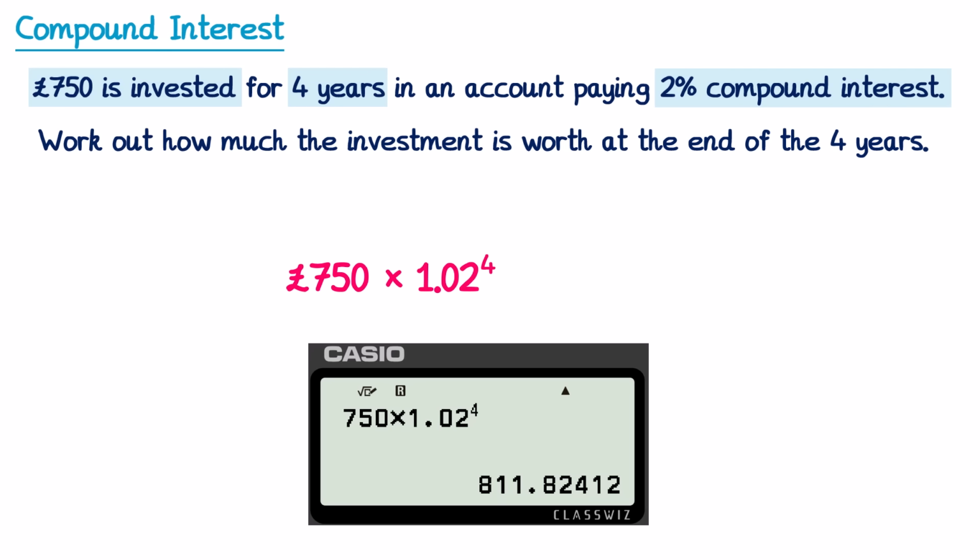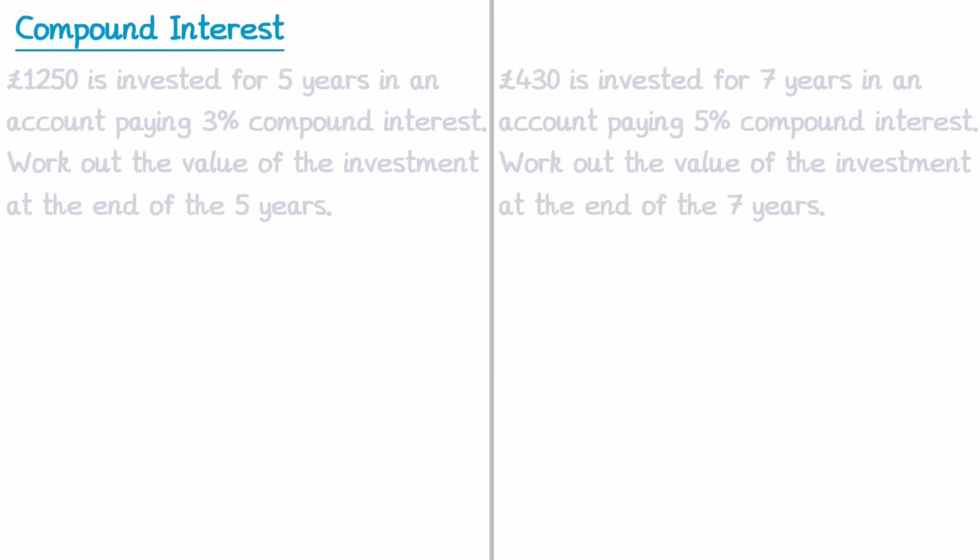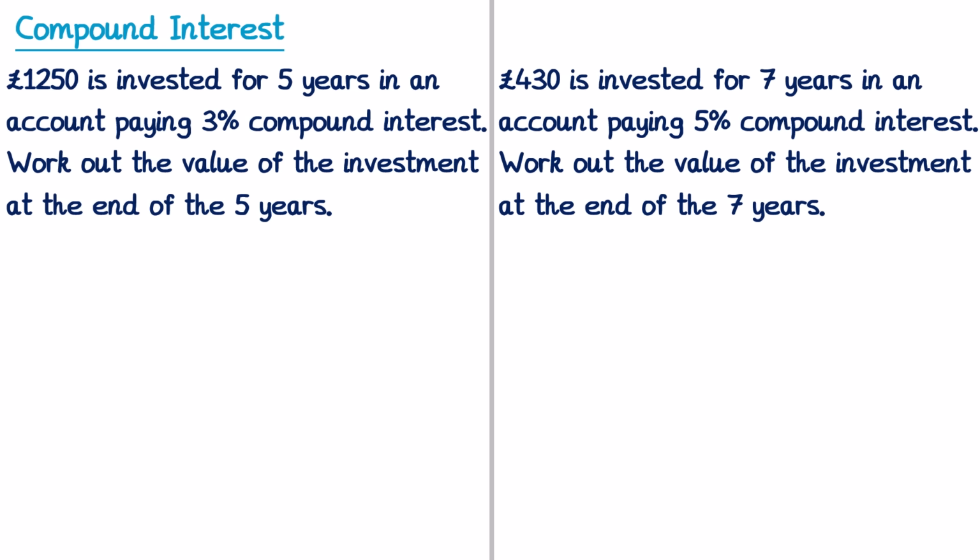If you type this in your calculator, you'll end up with this. Now, since we're dealing with money here, we must round it off to 2 decimal places. You can't have 82.412 pence. So we'd say the answer for this one is £811.82. Here are 2 more similar calculations for you to try. Pause the video and give them a go.